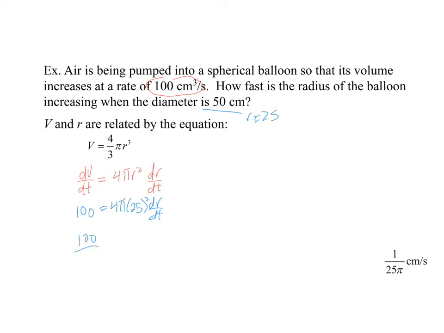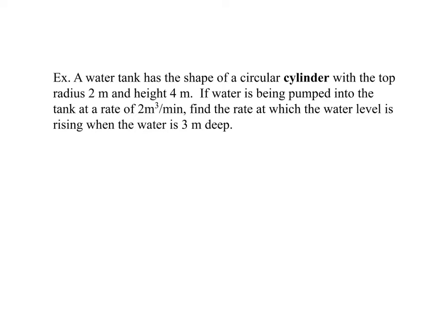So 4 times 25 squared would be 2500. And simplify 100 divided by 2500. I'll just leave it as a fraction. We could write it as 1 over 25 pi, and that would be centimeters per second. And you can leave it as a fraction like that if you want. You could divide it on your calculator and get a decimal of 0.0125 or whatever it would end up being. Decimals, fractions, really doesn't matter how you do these questions.